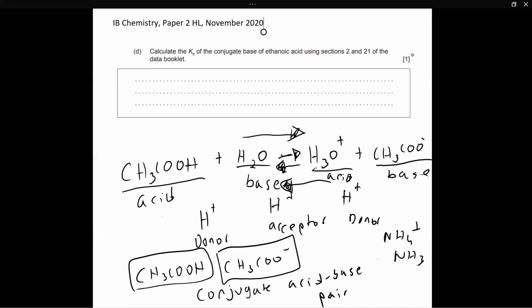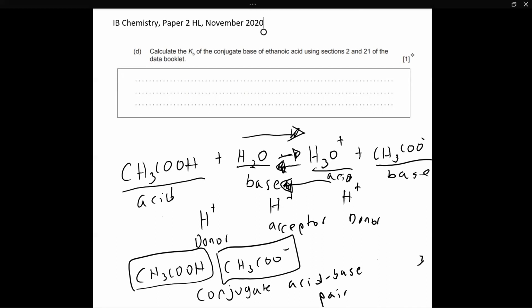Same case over here between NH4+ and NH3. NH4+ has one more hydrogen. NH3 does not have that one hydrogen. Again, CH3COOH or ethanoic acid has one extra hydrogen. However, the ethanoate ion does not have that one extra hydrogen.